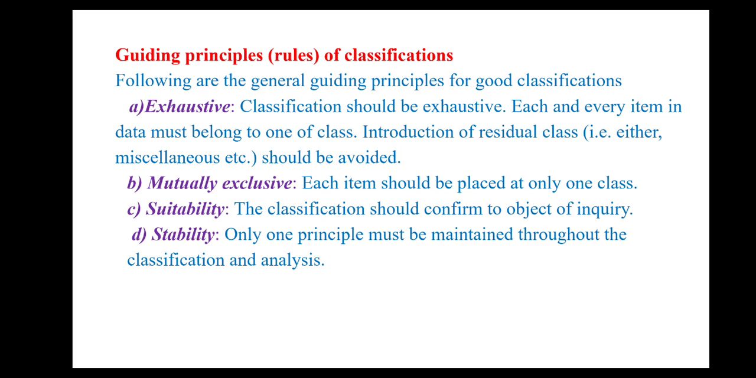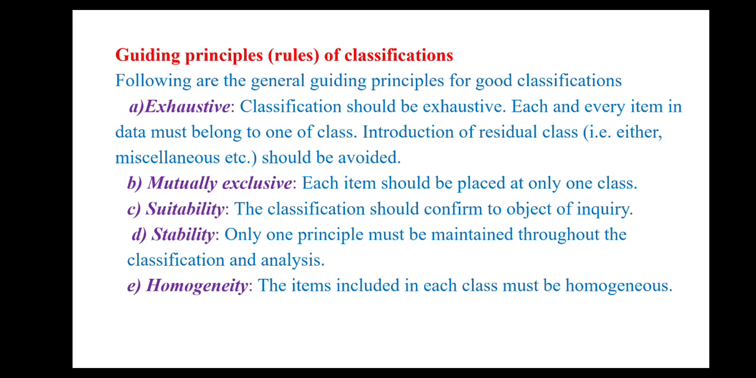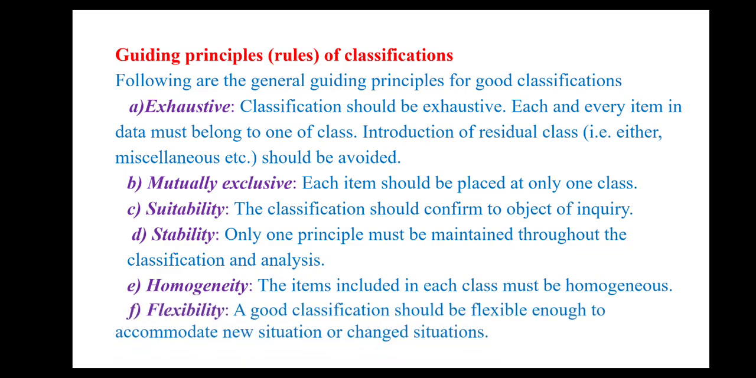Stability: only one principle must be maintained throughout the classification and analysis. Whatever information we are collecting, we need to think about it throughout and make the classification successful. That is called stability. And then homogeneity: items should be homogeneous, the same kind of thing, same or related values. Flexibility: a good classification should be flexible enough to accommodate new situations or changes. That should be maintained.